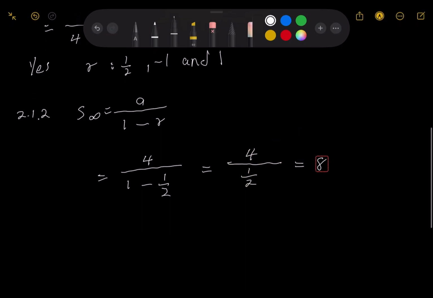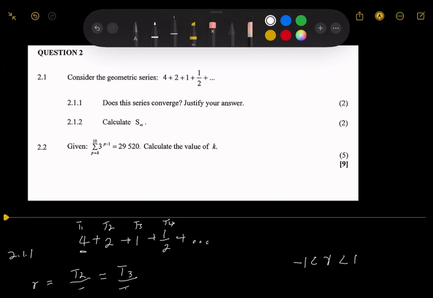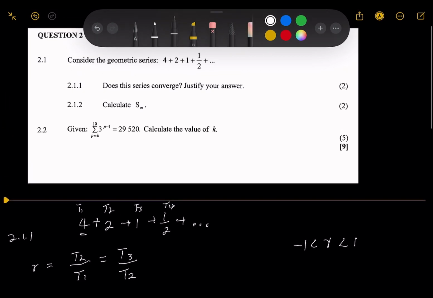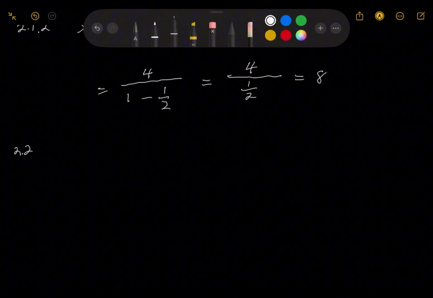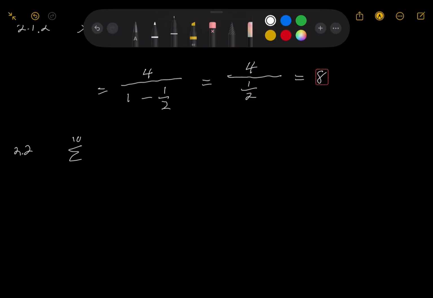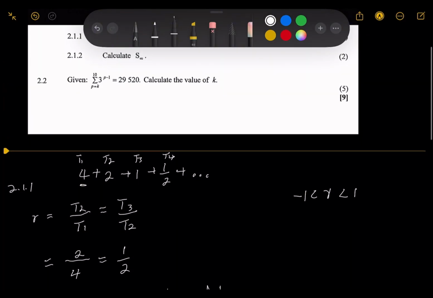Okay? And that's it. And the last one, which is question 2.2. Given that the sum from k to 10 is equal to 29520, calculate the value of k. Let's just write it down. So it's 2.2, the sum to 10 values, where p is equal to k, of 3 to the power p minus 1, which is equal to 29520. Am I correct? Yes, I am.